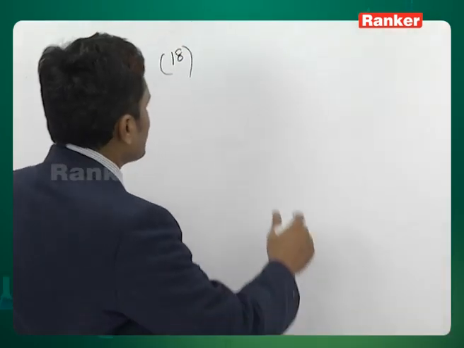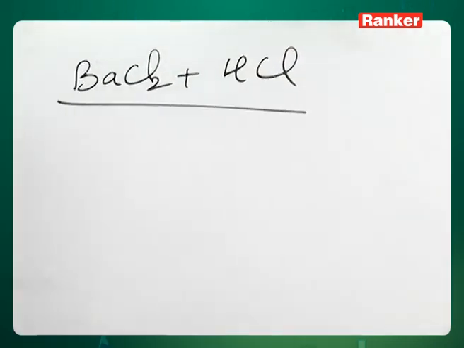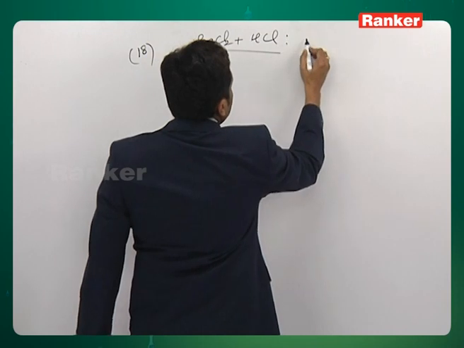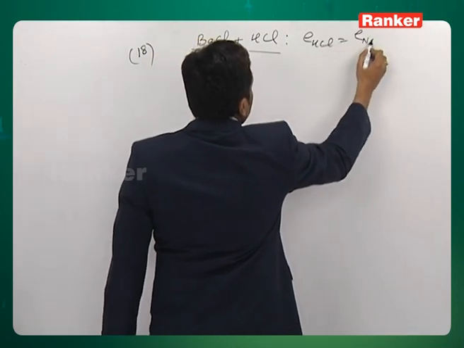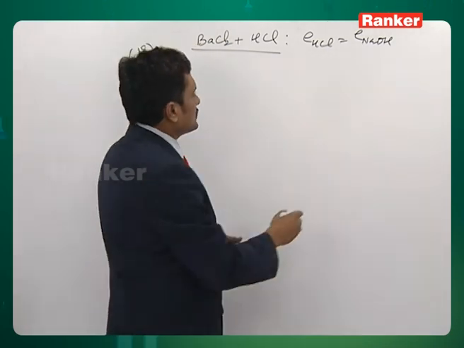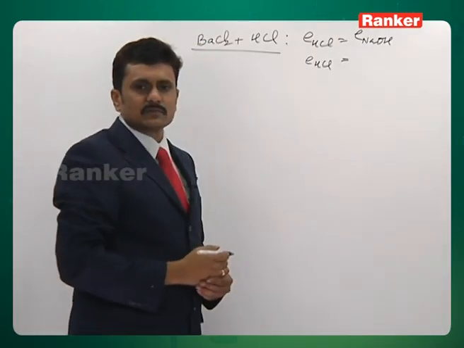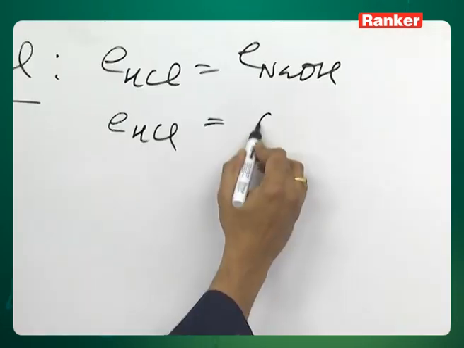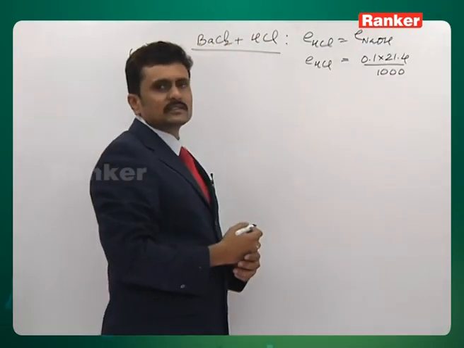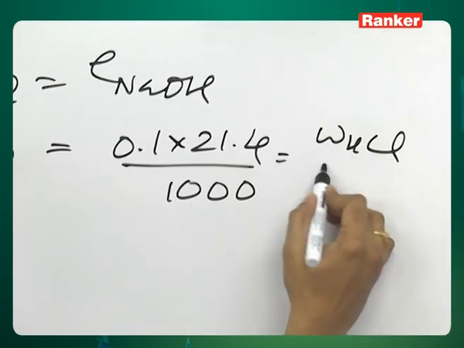So in this case, we have a mixture of BaCl2 and HCl. Now this mixture was first treated with NaOH, where we all know that only HCl is going to react with NaOH. So here, when I treat this and equate that to the equivalence of HCl, that is equal to equivalence of NaOH, normality is given as 0.1 and volume is 21.4 in milliliter, hence I am dividing with 1000 so that I can get the volume in liters. These are the equivalents of HCl, weight upon equivalent weight.